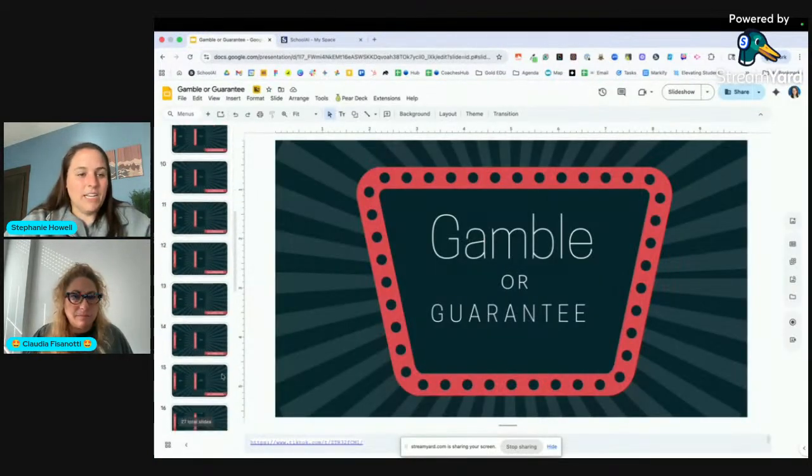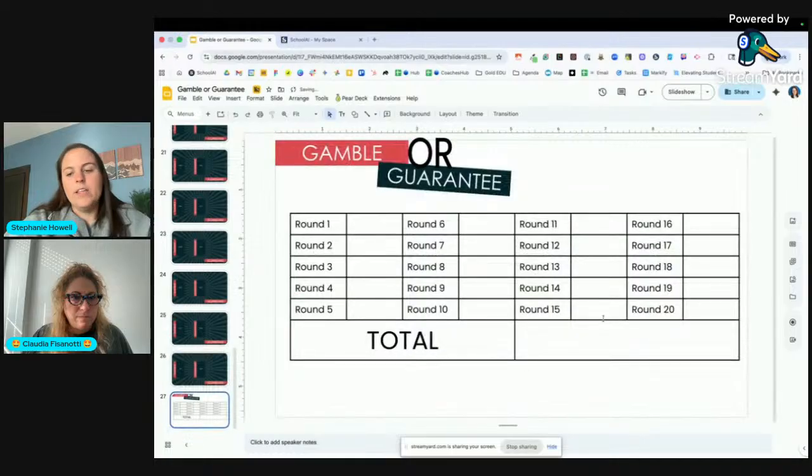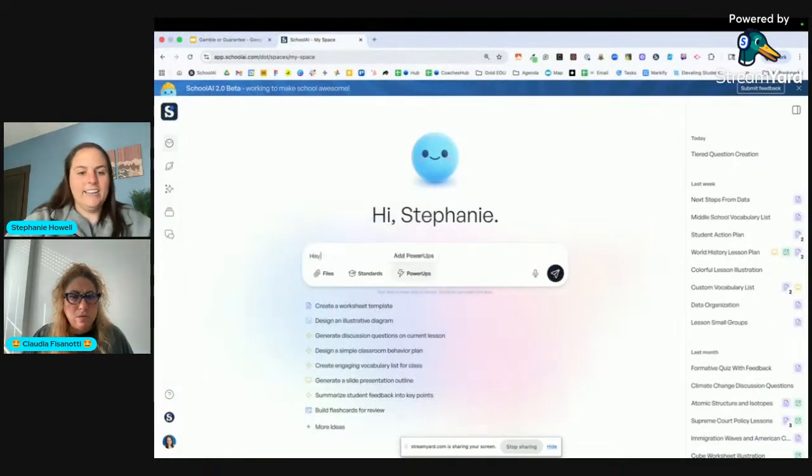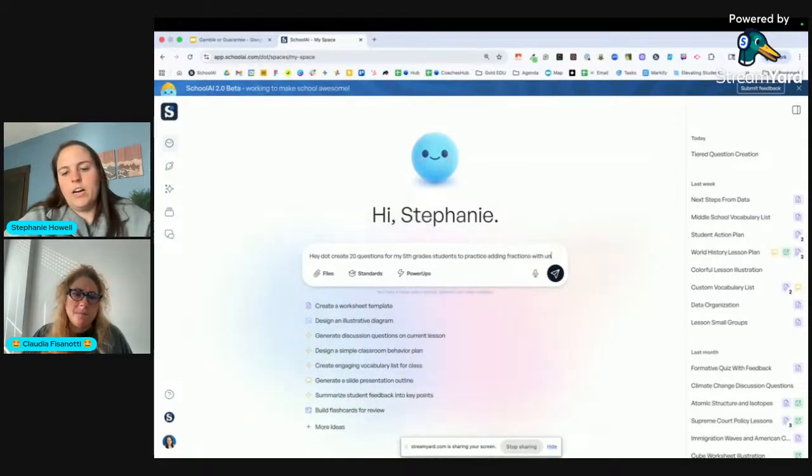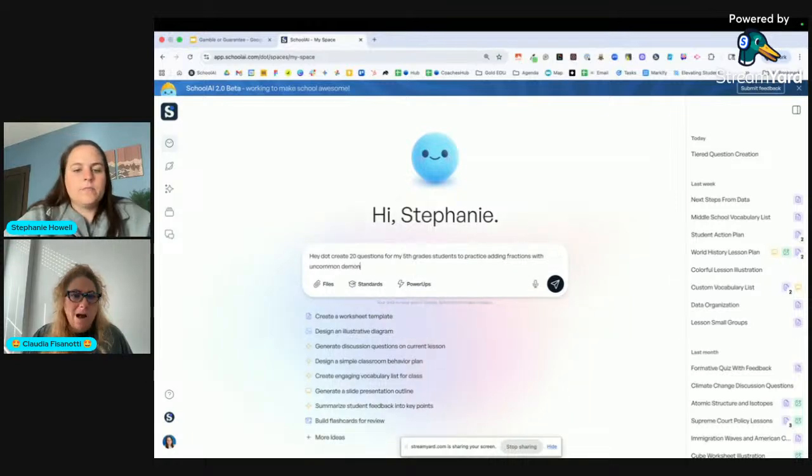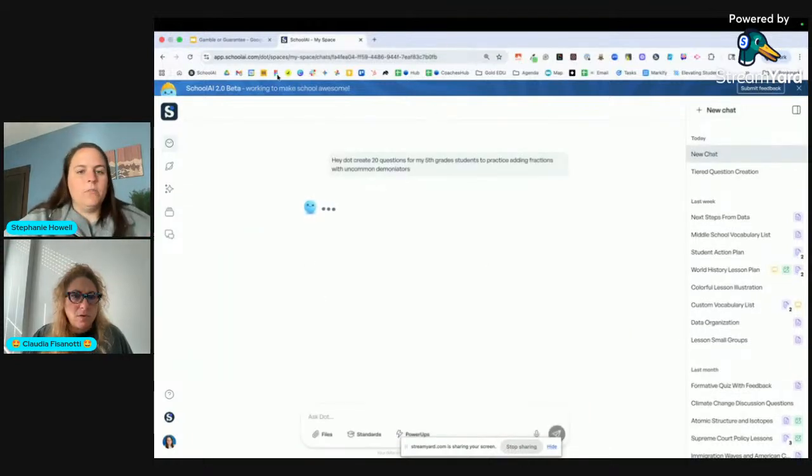You can have as many questions as you want. For example, this has 20 rounds. So if I wanted to play 20 rounds, I would say, hey Dot, create 20 questions for my 5th grade students to practice adding fractions with uncommon denominators. Oh, wow. You could also attach the standard if you wanted to. All right, sure. I'm going to create those questions. So the first step is you need questions.